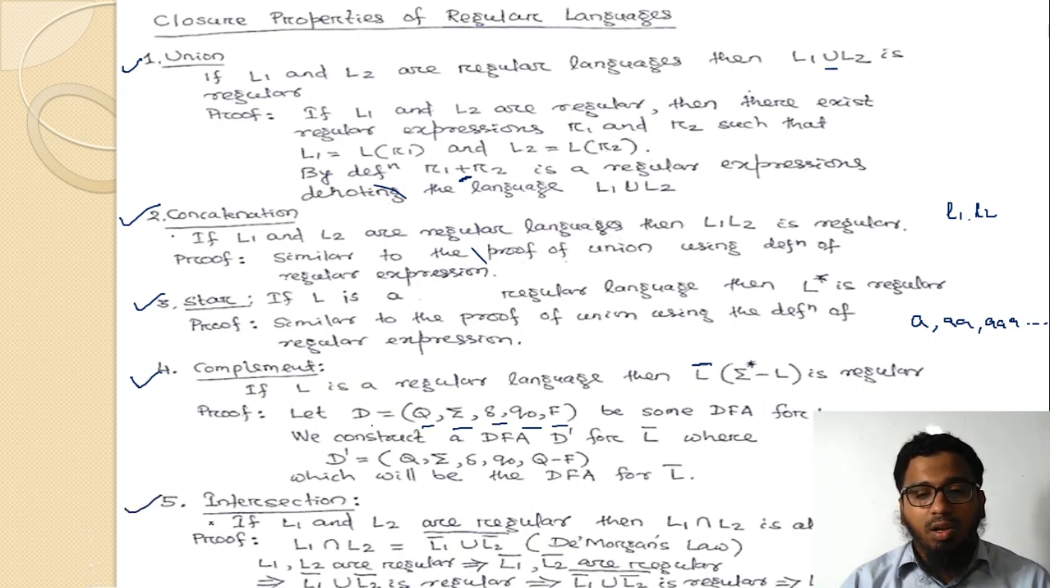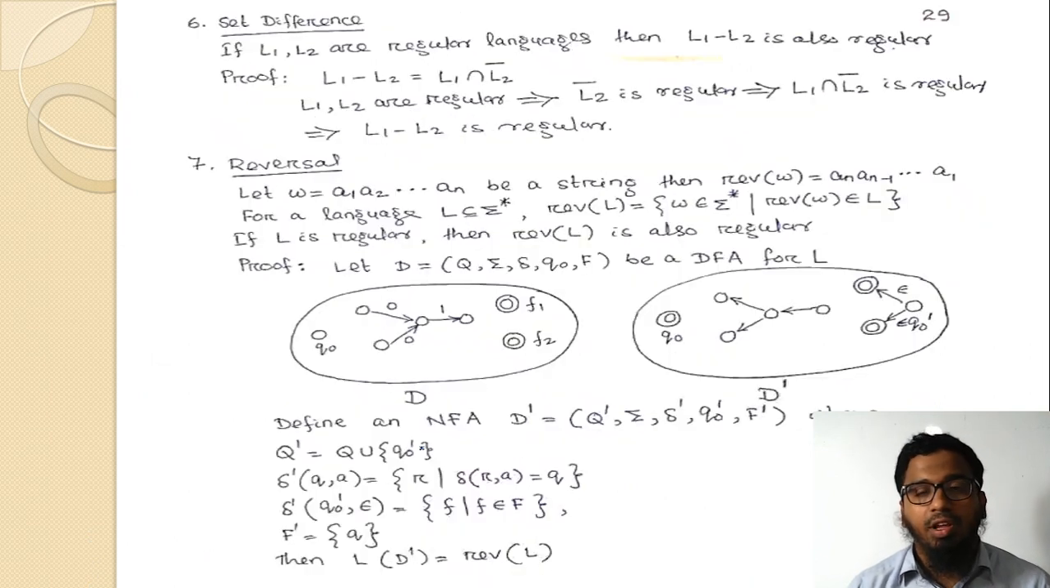Fifth one, intersection. If L1 and L2 are regular, then L1 intersection L2 is also regular. Okay, this is De Morgan's law. If L1 and L2 are regular, then their union as well as concatenation are also regular. Okay, this is the intersection closure property.